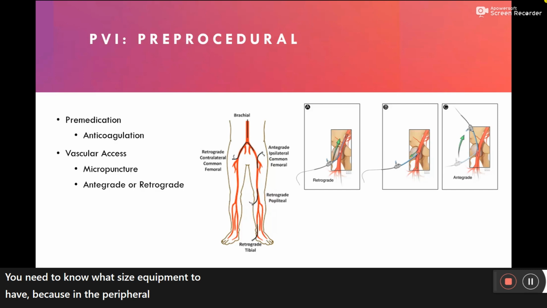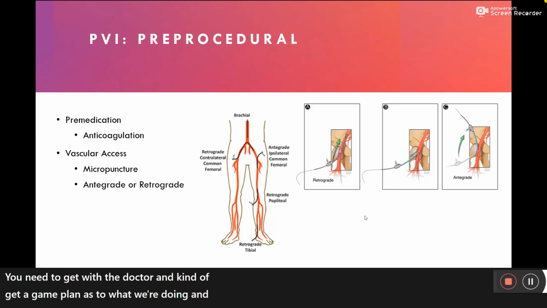The lengths of all this equipment, they're all different. The wires that you can use are 035, 018, 014. It's very, very specific, so you need to get with your preceptor. You need to get with the doctor and get a game plan as to what we're doing and what equipment is going to be needed.